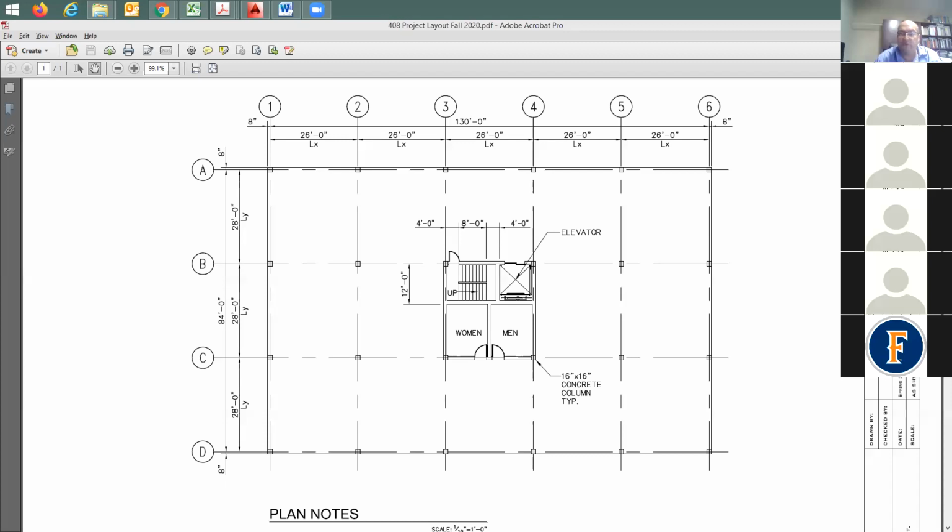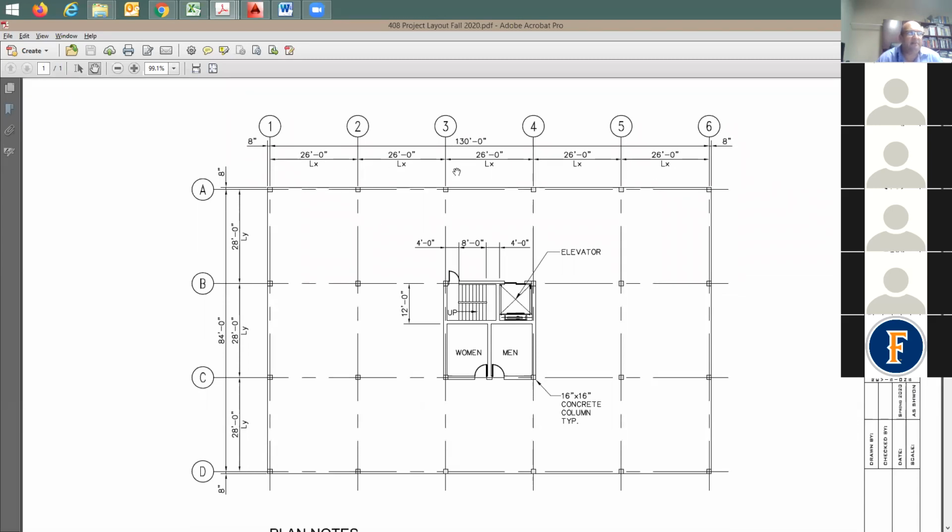So just to confirm again, this architectural plan shows the grid lines 1, 2, 3 in one direction, and A, B, C, and D in the other direction. I have the same module, the same spacing between the columns, 26 feet in one direction, and in the other it's 28 feet. So it's typical, just to make it easy for us, and that's why I don't have lots of changes.